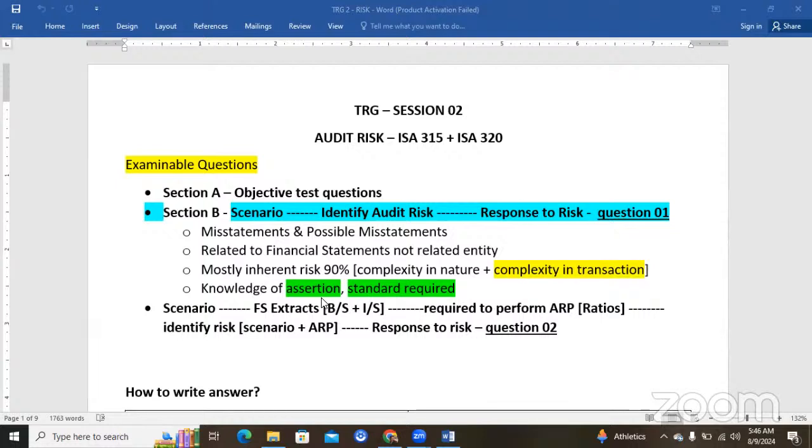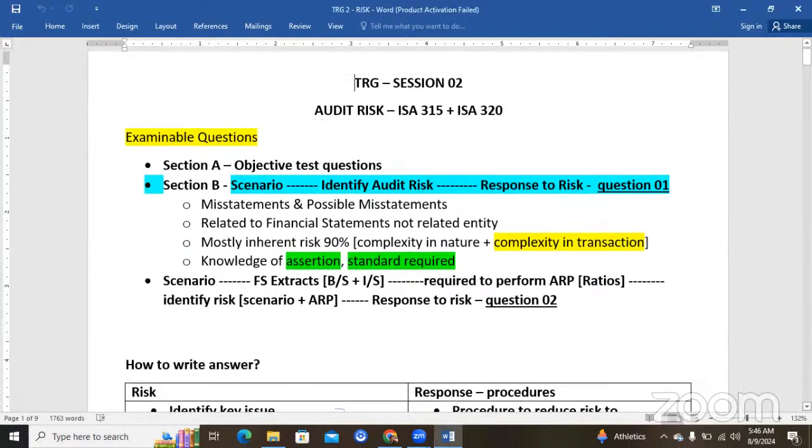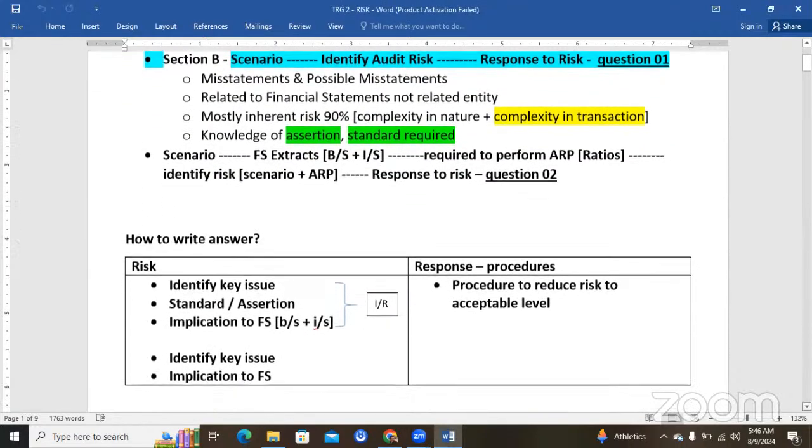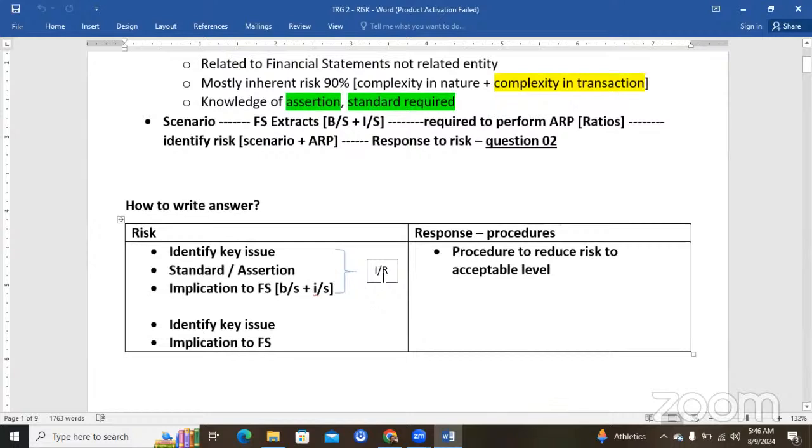Right. Now, we already discussed in the class how to write answers. Simply, if the risk is inherent risk, either standard complication or assertion complication, first we need to identify the issue. Second, we need to explain the assertion. If it is an assertion problem, we should explain the standard. If it is a standard problem, then we need to write the impact on the financial statements, how it's going to affect the balance sheet, how it affects the income statement, right?